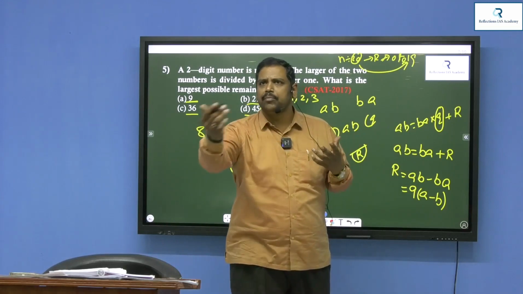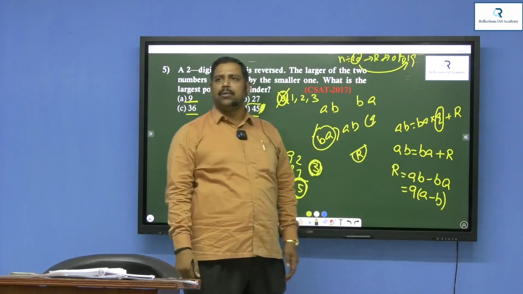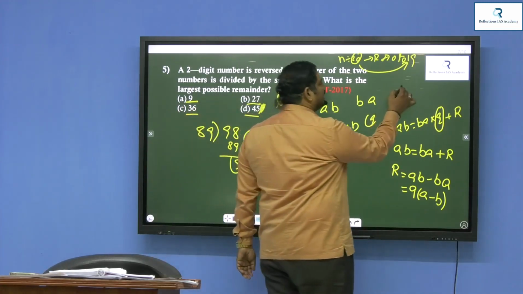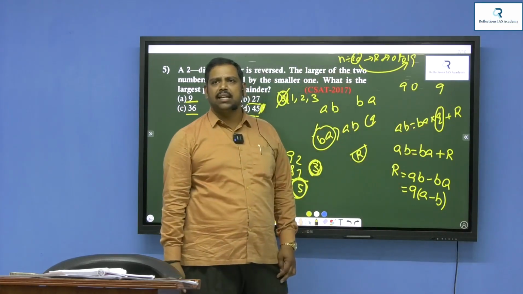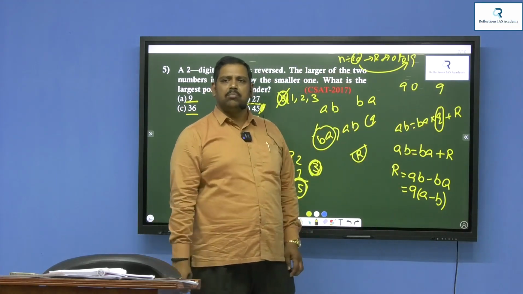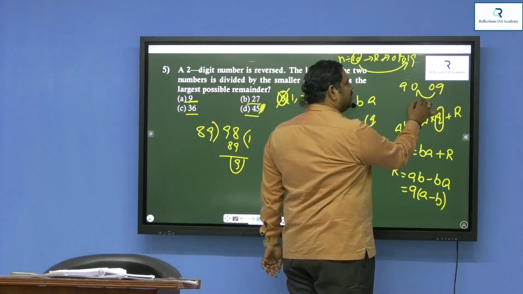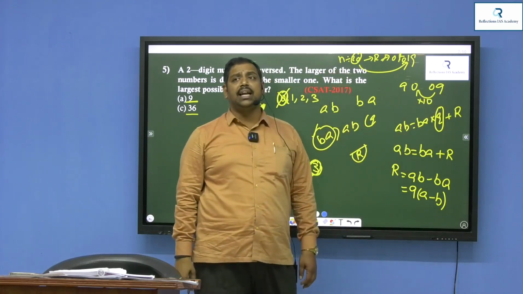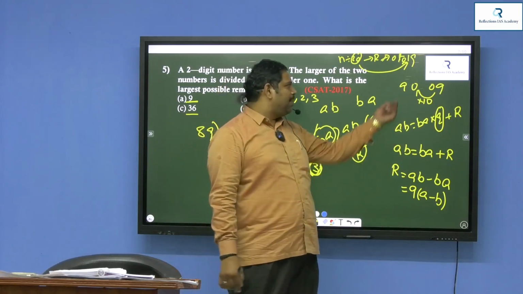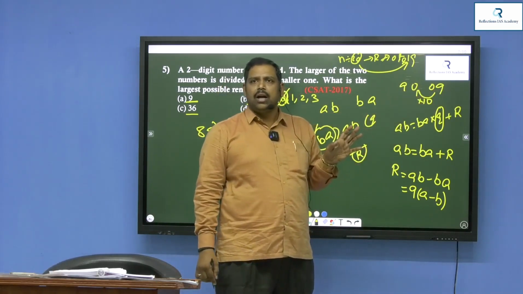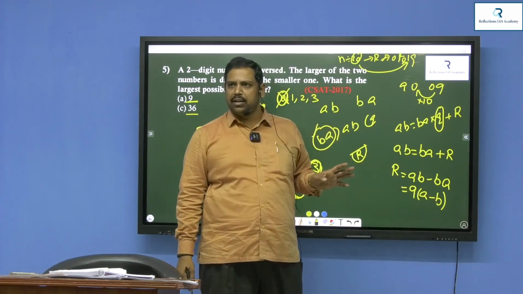Are you able to follow me? Okay, good. So, A minus B, the maximum value I have to take. If I take 9 and 0, the maximum is 9, yes or no? But I am unable to take it, because if I take one number as 90, the other number will be 09, and it will be 10 times. The quotient should be 10 times or only one time? The quotient should be only one time. So am I able to take 9 and 0? Unable to take. So the difference 9 is not a possibility.